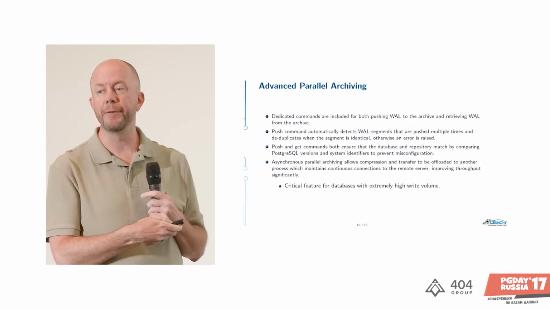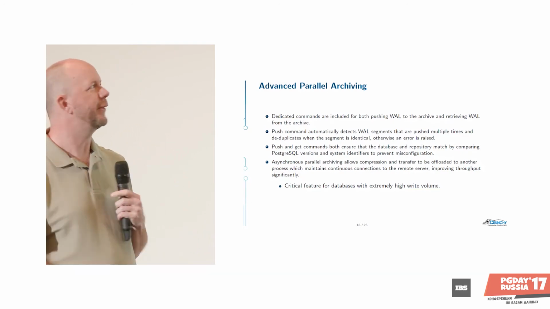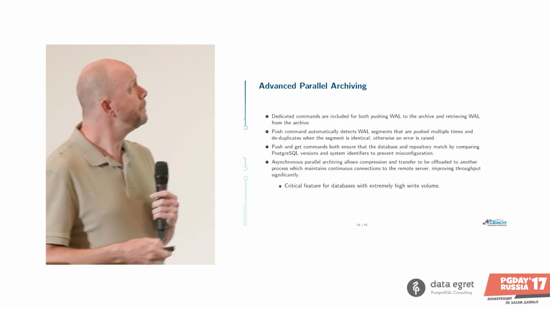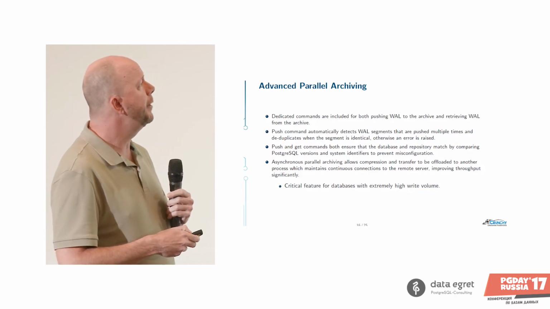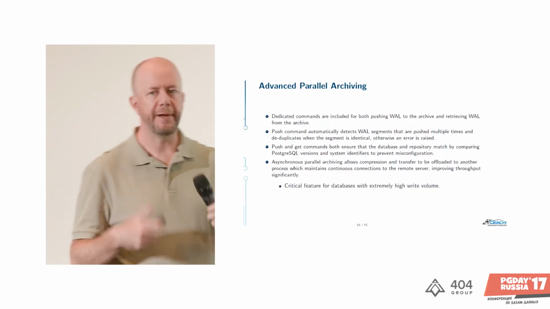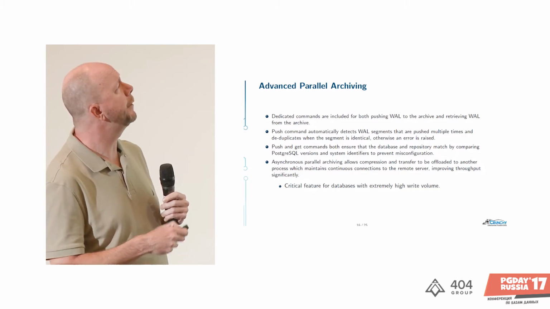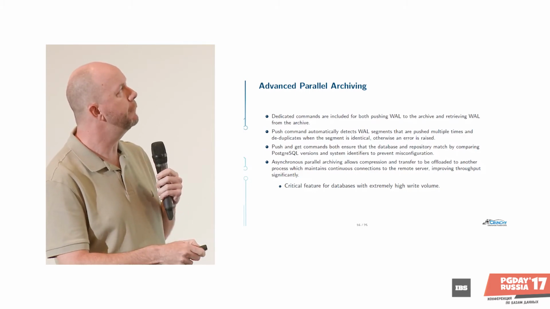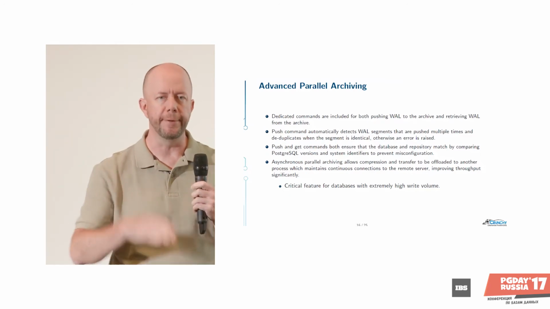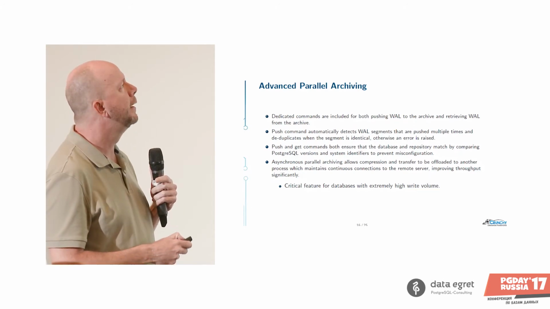People love to copy WAL segments around kind of randomly, and this causes all kinds of interesting problems for archive functions. So we put in a whole bunch of checks to make this thing work. First of all, we have dedicated commands for pushing WAL and retrieving WAL, rather than saying, hey, use rsync or use cp or do whatever. It's all built in, and it's all part of the backrest system.